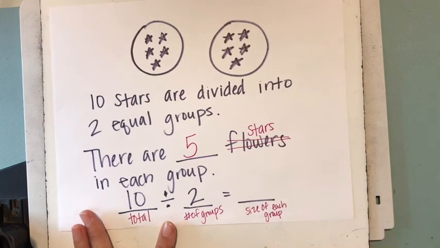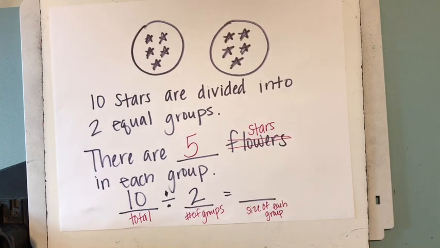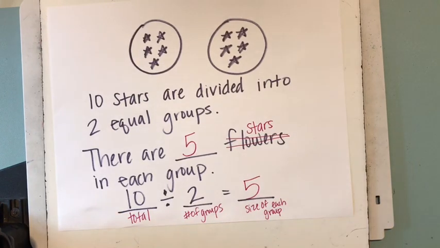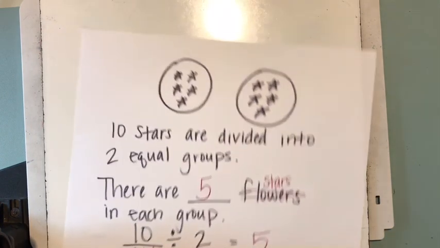Write down your answer on your whiteboard. See if you get it right. Pause if you need to. And you should have gotten 5. Good job, you guys. Okay, last one, and then you're going to do your independent work.